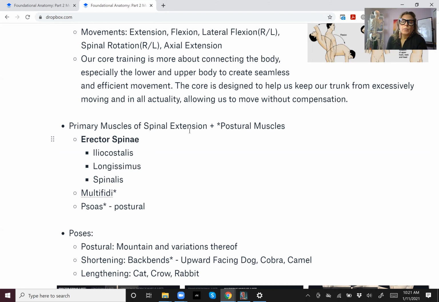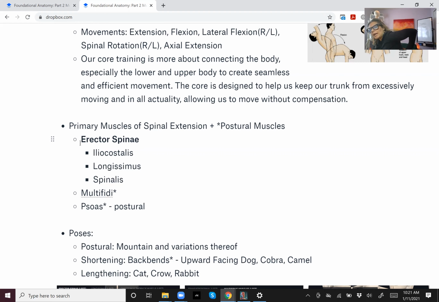So when we talk about spinal extension, so that backward motion, or postural muscles to hold us upright, the ones that we want to focus on are a group of muscles called the erector spinae. That includes three muscles, the iliocostalis, the longissimus, and the spinalis. Now, you don't have to remember these three individually. You can just know them as the erector spinae.